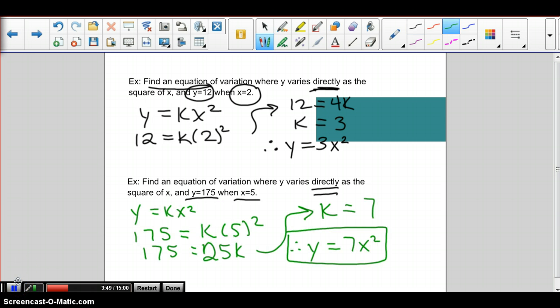Alright, compare our answers. You can see here I just wrote the general formula, plugged in what was given, and I solved for k and got 7. So my final answer was y equals 7x squared. Okay, so we are just solving for an equation. We're just trying to formulate this equation of variation.